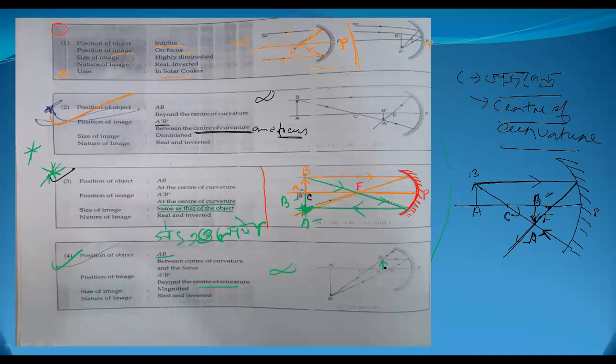So the object is small, but the image will be large, magnified. So this is the size of the image. Now the nature of the image: real, and inverted. So clear, all of you, this diagram?